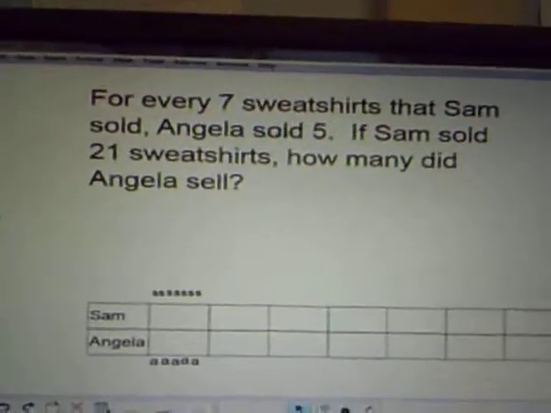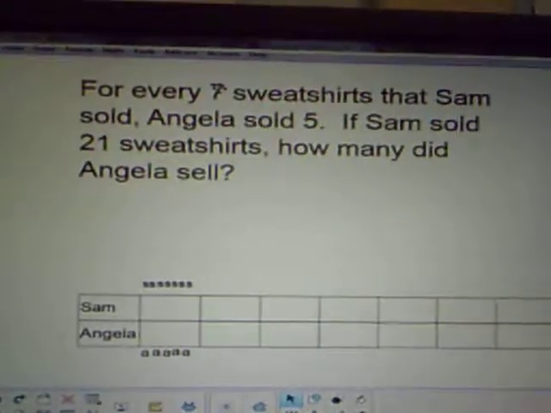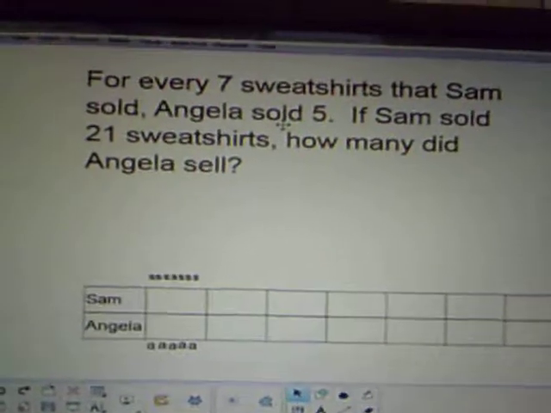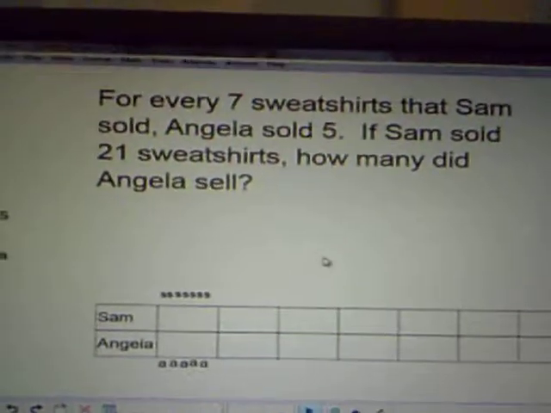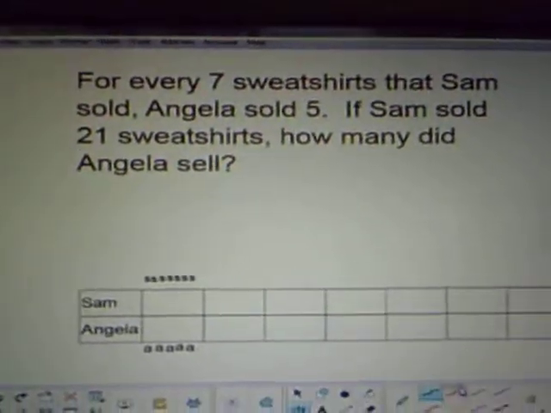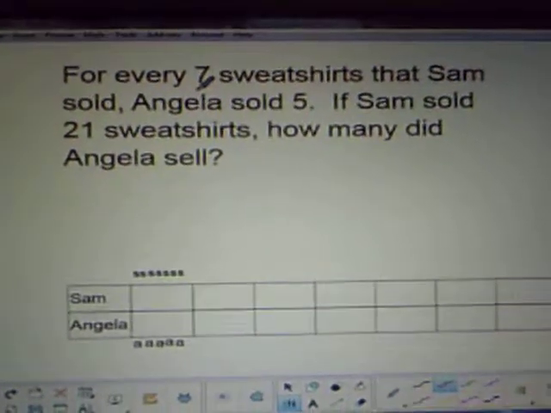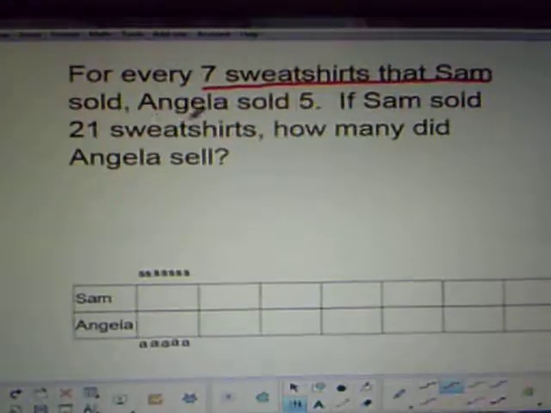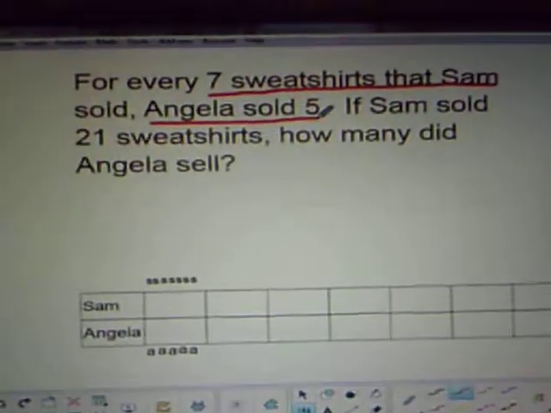So this one says, for every 7 sweatshirts that Sam sold, Angela sold 5. So if Sam sold 21 sweatshirts, how many did Angela sell? Well, let's look at what we know. We know that every 7 sweatshirts for Sam, Angela sells 5.